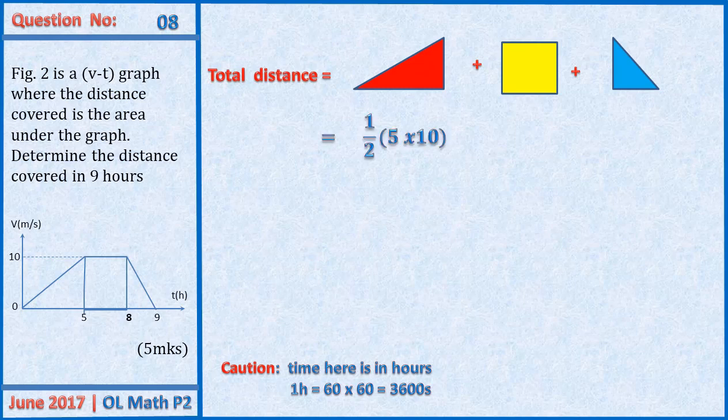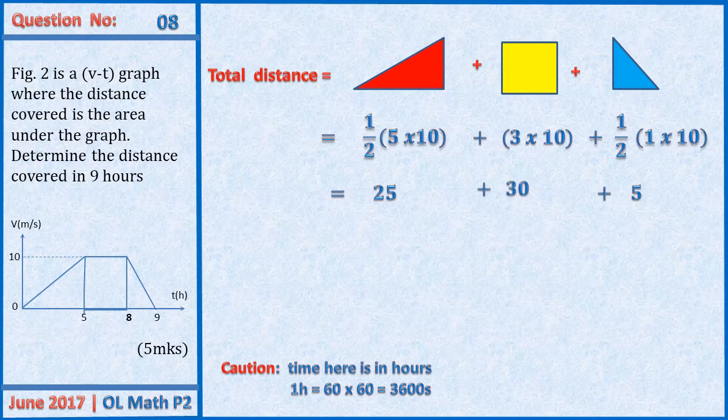So in this case, the first triangle is half base times height. From 0 to 5, you have 5 and the height is 10. Plus the second one, from 5 to 8, we have 3 units. That is the width, and the height is 10. And for the last triangle, we have from 8 to 9, the base is 1 unit and the height is 10. So when you simplify, you have 25 plus 30 plus 5. When you sum, you have 60.